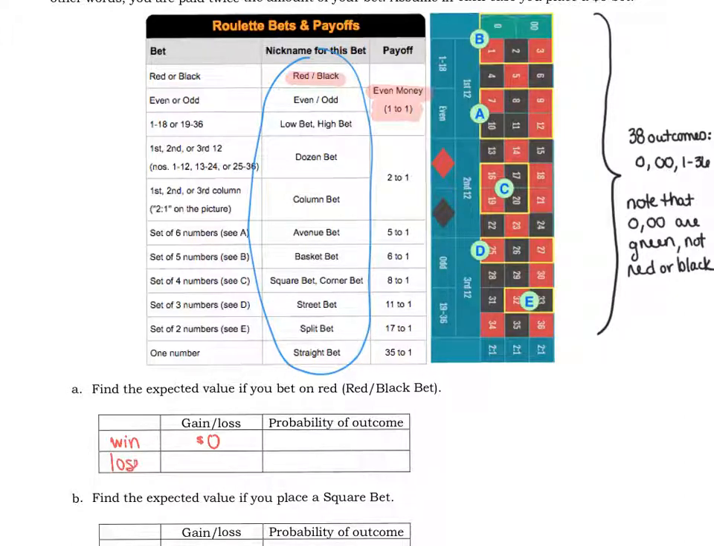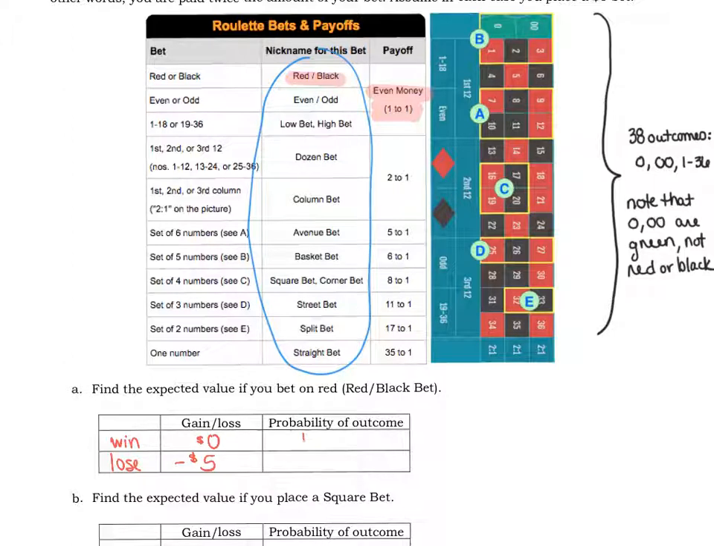If you lose, you're going to lose your $5 that you gave them. Okay, so in this case, notice you can't come out ahead. If you're playing roulette, don't bet on red or black. It's just a bad idea. The probability that you would win, so you would have to either say, I'm going to bet on any of the reds, or I'm going to bet on any of the blacks. You would have to choose.